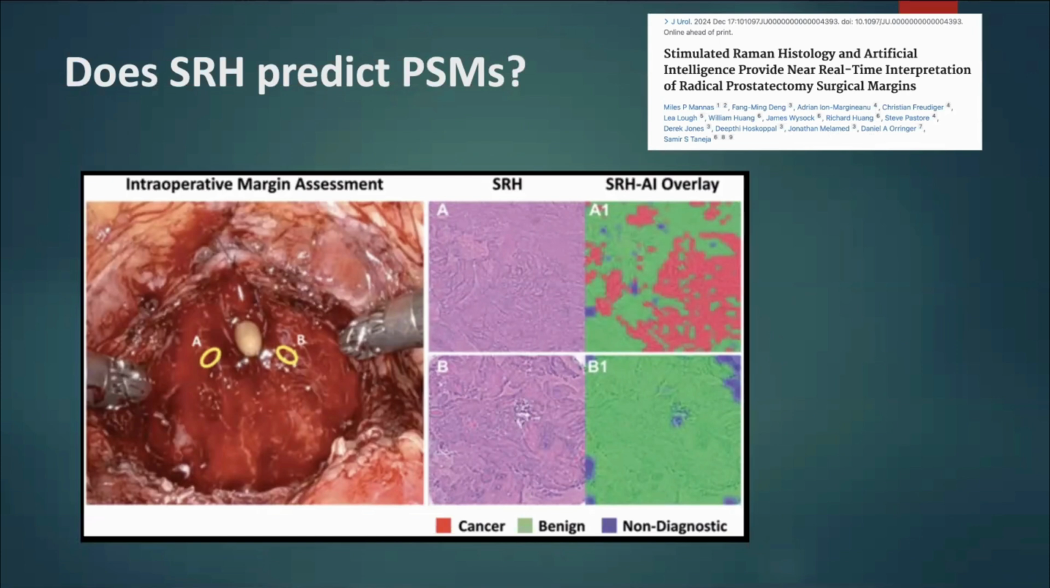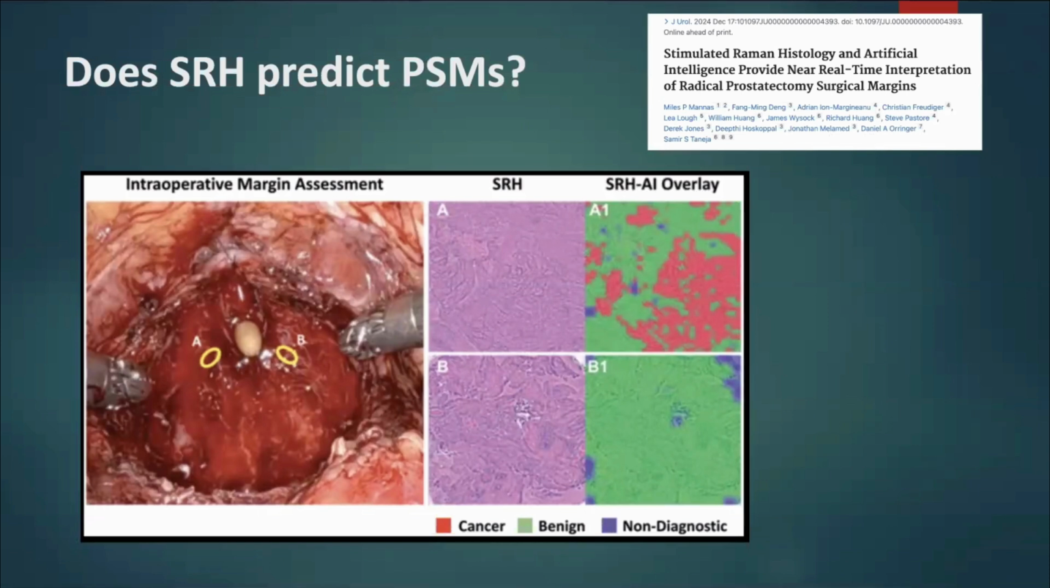For each marked area, there's a corresponding Raman image labeled A and B with the AI overlay labeled A1 and B1. Now, A1 has lots of red in it, which is indicative of grey group 2 cancer that infiltrated the margin. And area B doesn't show any reds. This is benign area. In this cohort, 32% of patients had a positive margin, and intraoperative Raman assessment correctly identified a further 43% of these participants, enabling a further resection.